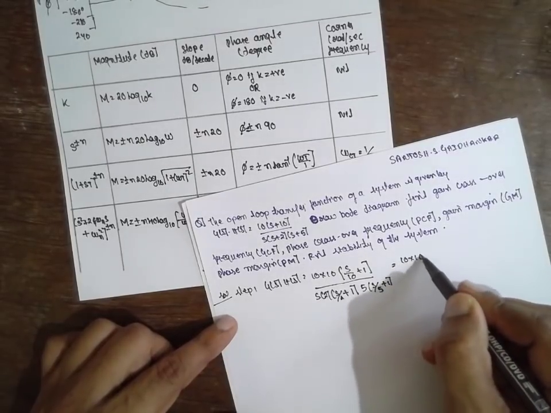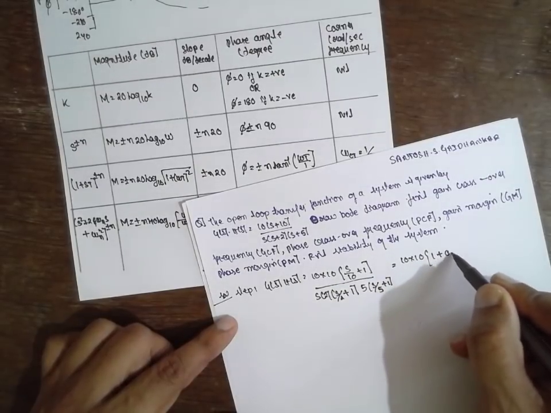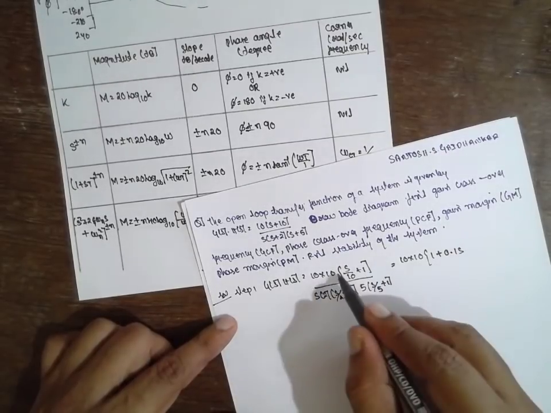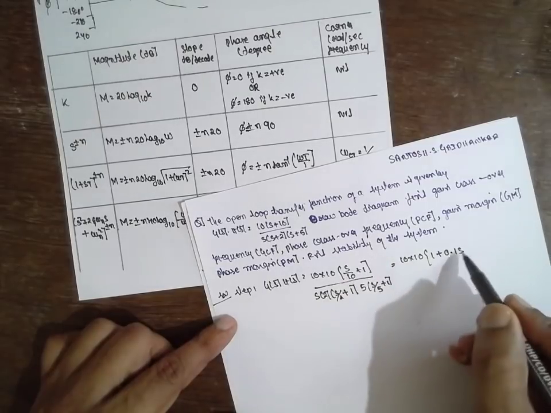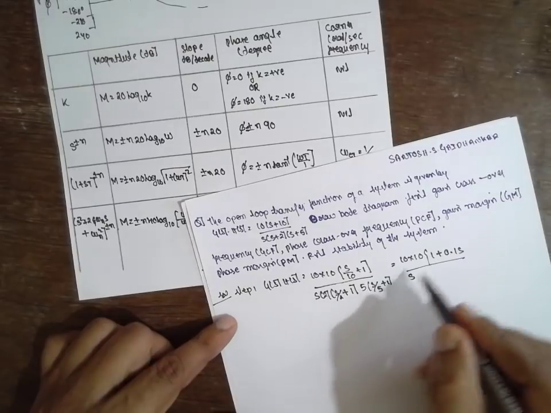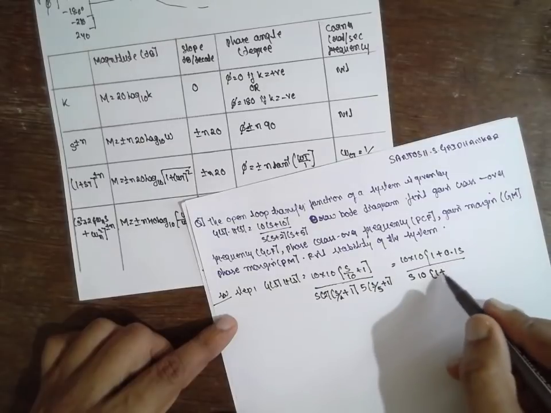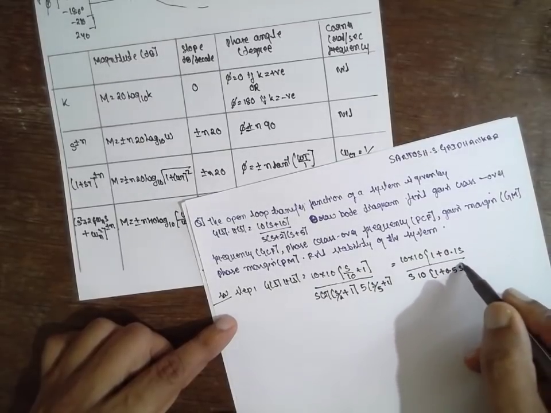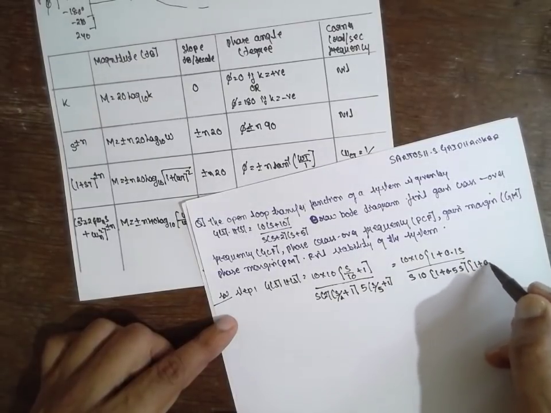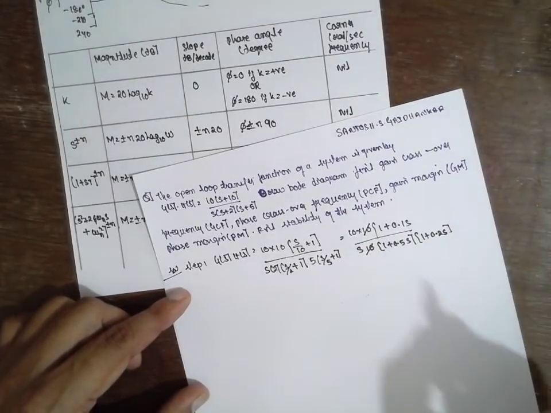This can be written as 10 × 10 (1 + 0.1s), since 1 divided by 10 is nothing but 0.1s, divided by s, 2 plus 5 which is 10, times (1 + 0.5s), since 1 by 2 is 0.5s, and (1 + 0.2s), since 1 by 5 is 0.2s. Yes, this 10 cancels out.